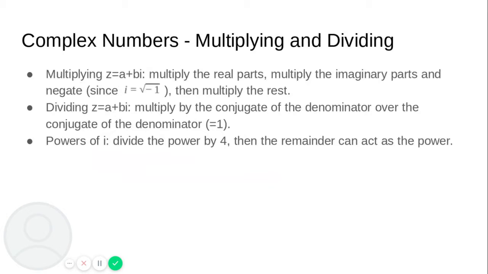For powers of i, we want to divide the power by 4, and then the remainder can act as the power. That's the same as, if you go back a few slides, you'll see that i to the power runs in cycles of 4. So then you can predict what it will be.